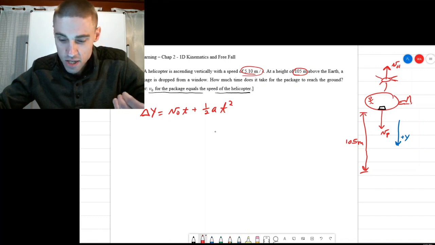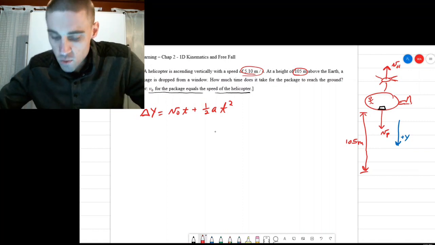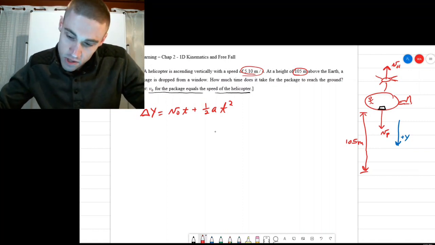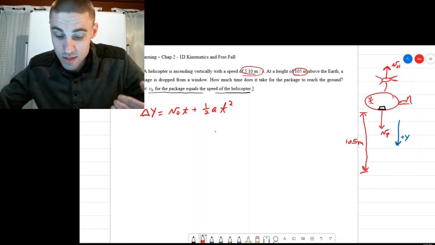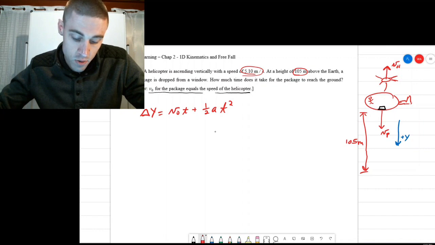You have to choose a coordinate system. The y-axis could be pointing up or down. I chose it to be pointing down. So that would mean that the acceleration in the y direction is plus 9.8 meters per second squared.